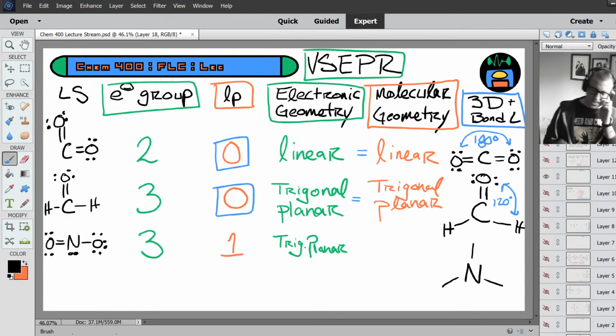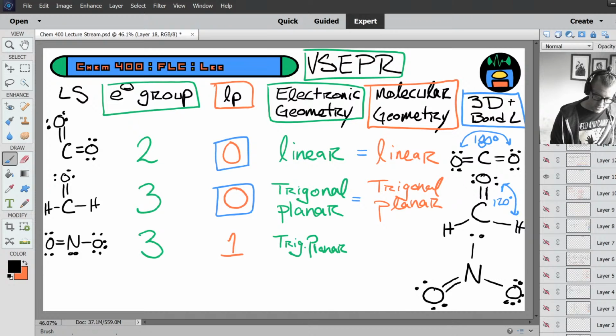Now, remember we said the electronic geometry was the shape that all groups around our central atom make, whereas the molecular geometry is just the shape of the atoms. All right. So to find the molecular geometry, I often find it easiest to draw in the groups around our central atom and then figure it out. So nitrite has 2 oxygens and 1 lone pair. Those are the 3 groups around our central atom. One of those oxygens is double bonded. The other one has a single bond, 3 lone pairs, and a negative charge. All right.